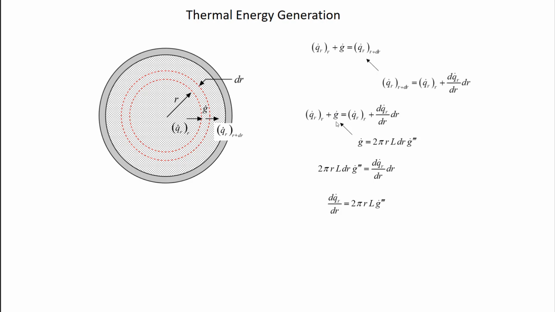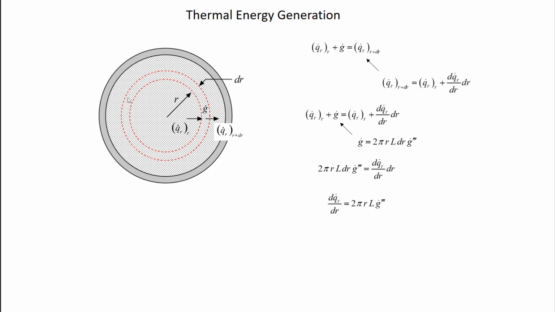The other thing I've got to realize is this g dot term is not g dot triple prime, right? It's really tempting to just throw that g dot triple prime in there and forget about it. If you do that, you've just made a big mistake. Your problem's going to be completely wrong. This is the rate of energy generation inside of my control volume. So that has to be g dot triple prime, the rate of energy generation per unit volume, multiplied by what? By the volume of the control volume.